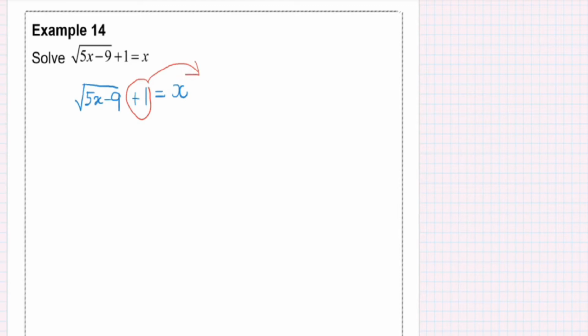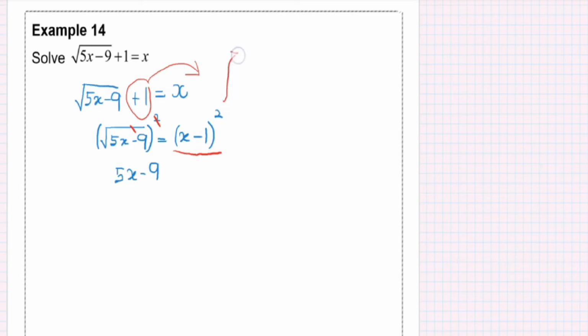So we will have √(5x - 9) on the left hand side, and on the right hand side we have x - 1. And now to get rid of the square root, we need to square both sides like this, and we have a square root and a square on the left hand side. We can just cancel them, so that we will have 5x - 9 on the left hand side, and on the right hand side we have (x - 1) squared.